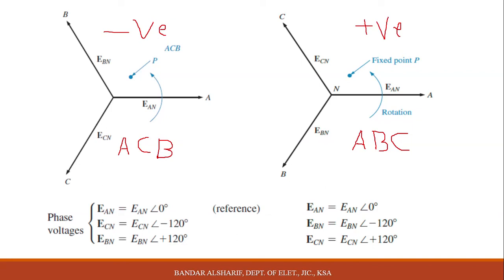Okay. If you want to write the formula now, it will be changed. This is the first one before, as we wrote before: EAN at 0, EBN at minus 120, ECN at plus 120. It will be opposite here: ECN is minus 120, EBN plus 120.